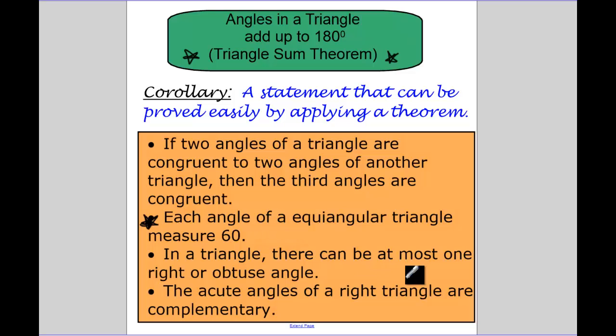In a triangle there can be at most one right or obtuse angle. Because if there were two right angles, you would have 180 degrees and you wouldn't be able to have a third angle. Obtuse, you'd have more than 180 degrees. And then the acute angles, we actually use this one a lot. The acute angles of a right triangle are complementary.